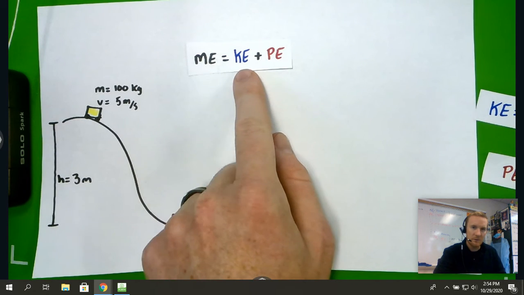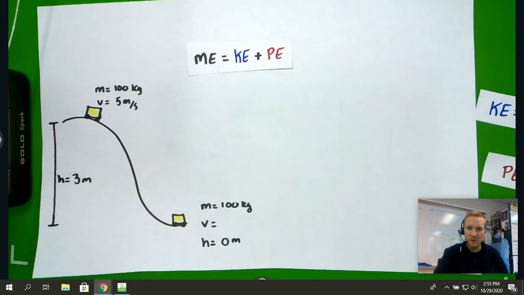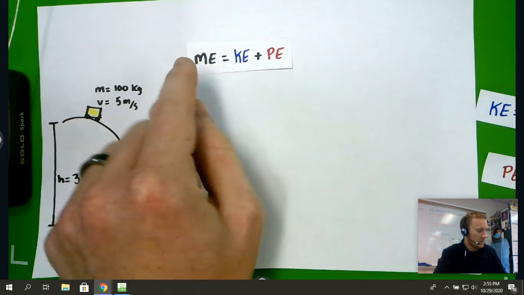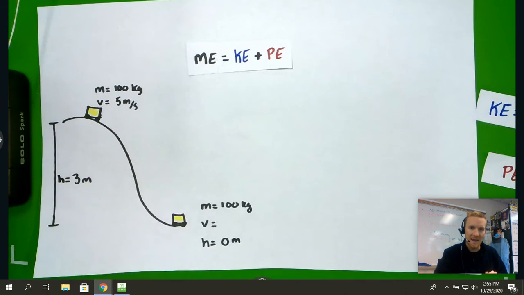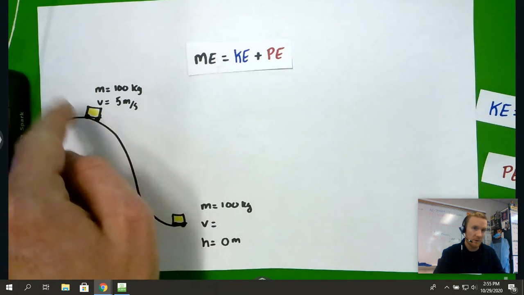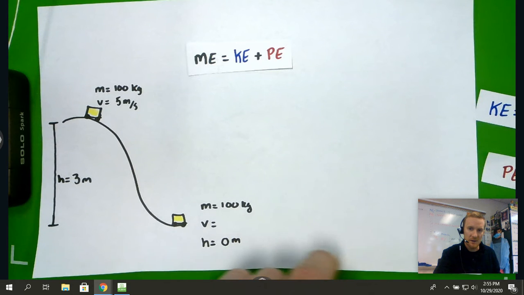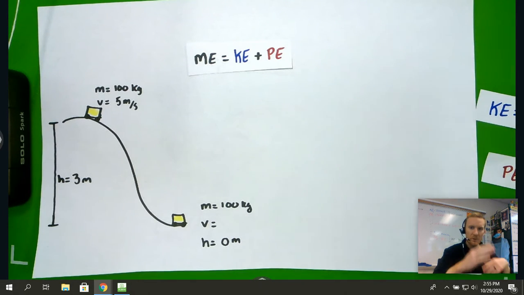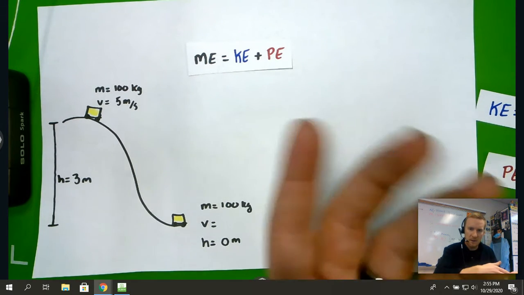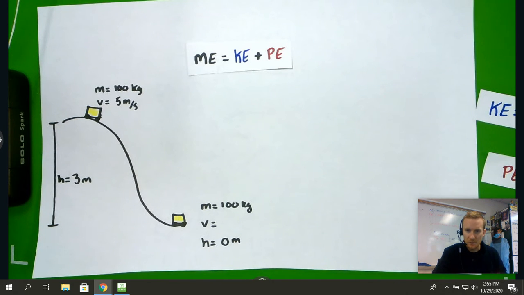So in other words, whatever our kinetic and potential energy are at any given moment, they're always going to equal the same amount of mechanical energy. So if we can figure out the mechanical energy up here, we could figure out the mechanical energy at the very, very bottom. And we can work our way backwards to figure out, okay, well, what's kinetic energy? And based on that, what's going to be our velocity?